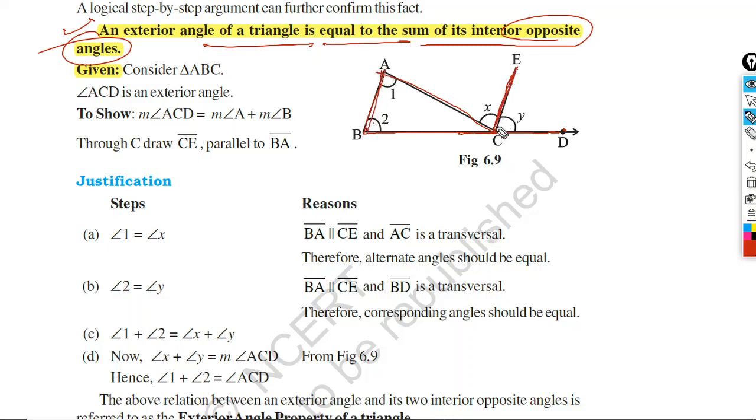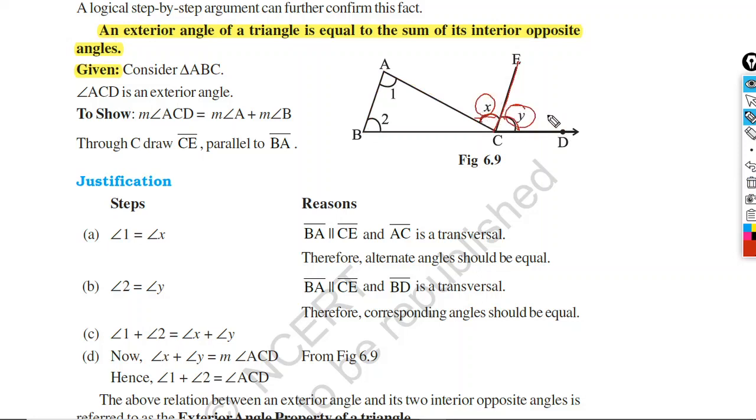We have drawn it. Here angle ACD, what type of angle is this? It is an exterior angle. Now you see, after drawing CE, two angles are being formed, angle X and angle Y. Angle 1 will be equal to angle X. Why? Because AB is parallel to EC and AC is the transversal, therefore angle 1 and angle X are alternate angles. So angle 1 and angle X will be equal.